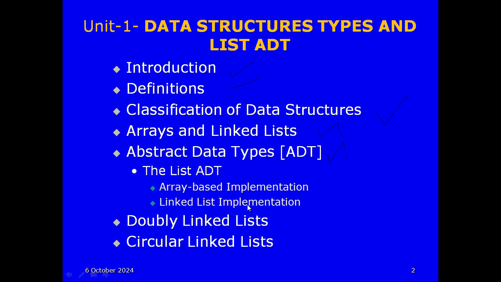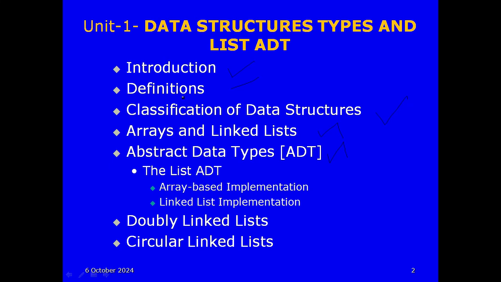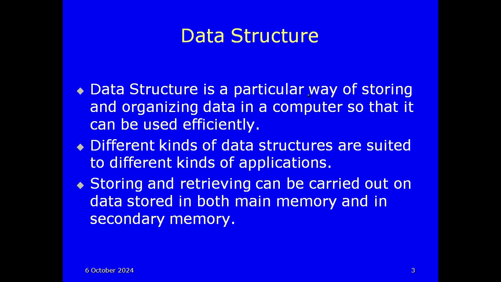Today we are going to discuss the introduction, definition, classification of data structure, ADT, ADT list, what is meant by array, and linked list. So first, the definition. Data structure is a particular way of storing and organizing data in a computer so that it can be used efficiently. Different kinds of data structure are suited for different kinds of applications. Storing and retrieving can be carried out on data stored in both main memory and secondary memory.